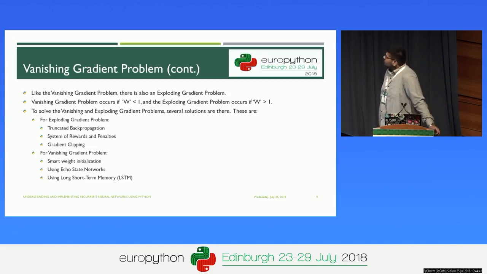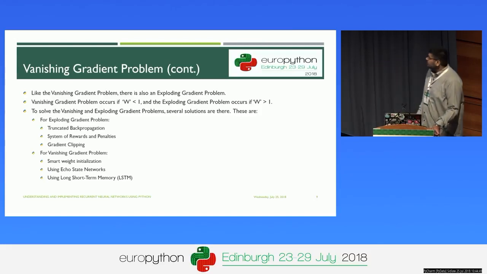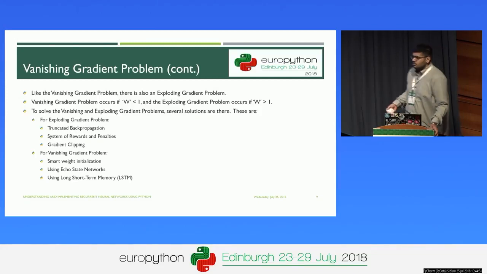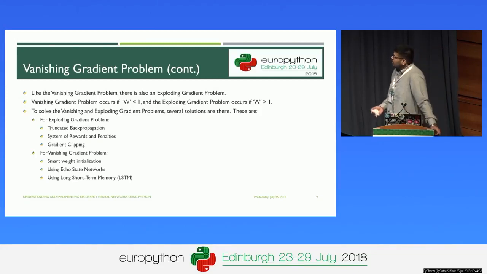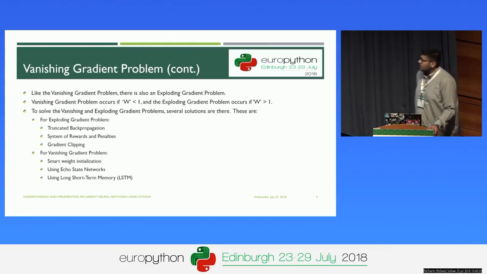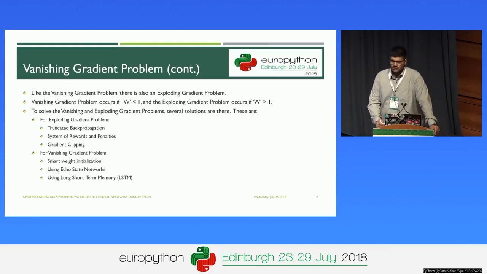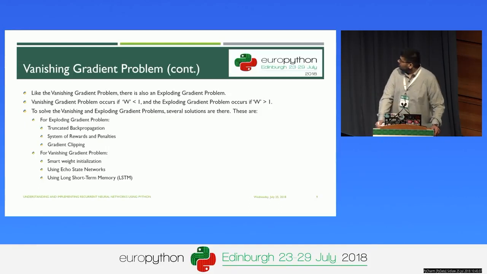Then there is a system of rewards and penalties, which is like reinforcement learning. We provide rewards if the backpropagation is doing well, else we provide penalties. And we have gradient clipping: if the gradient goes beyond some range, we just clip that gradient and don't propagate it through the network. For the vanishing gradient problem, we have smart weight initialization, which is like a guesswork. Then we have echo state networks and we have LSTM.